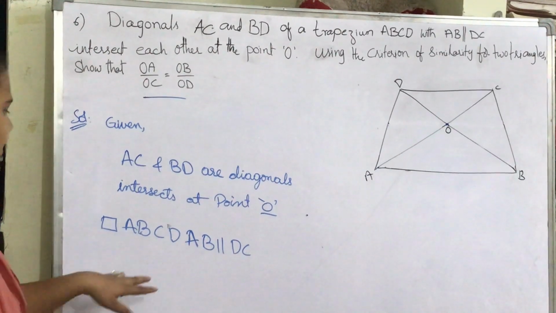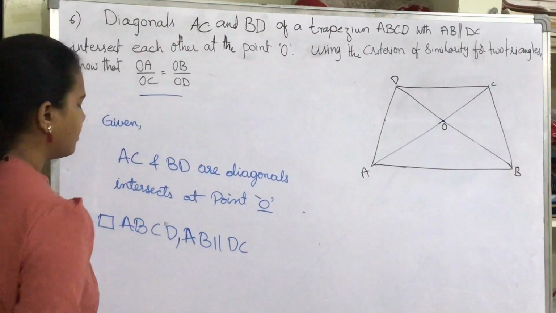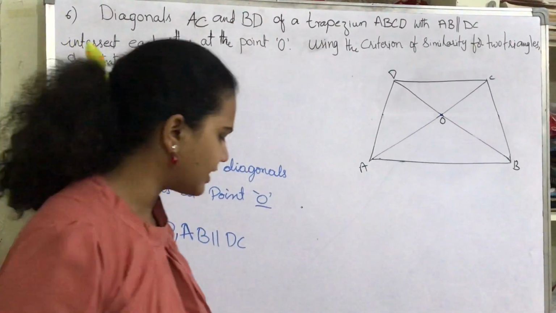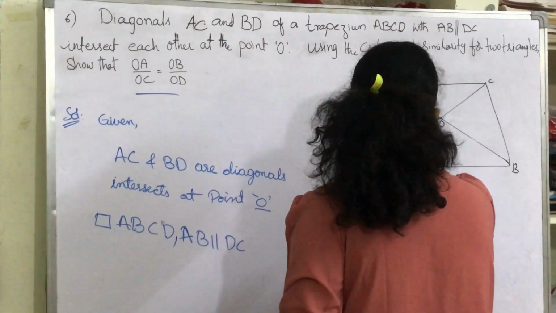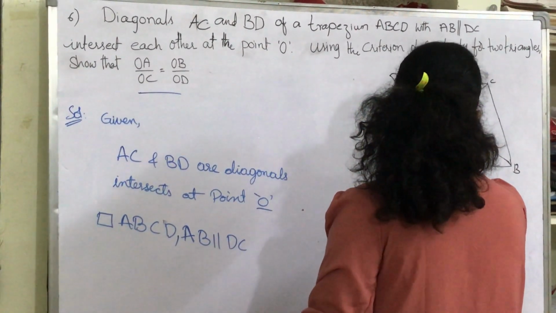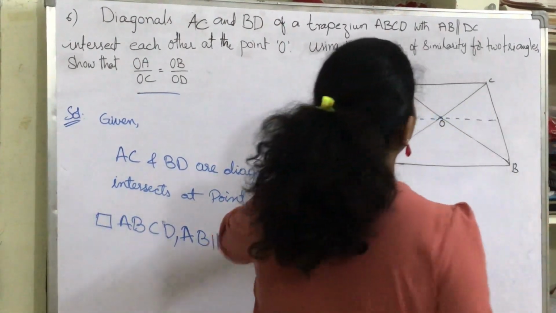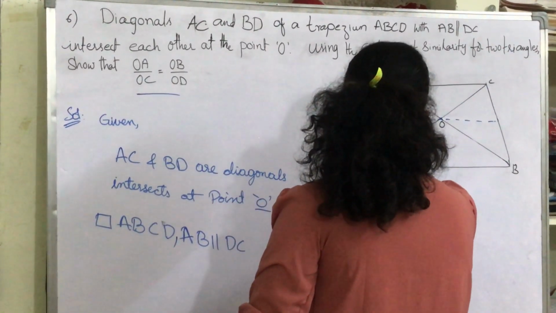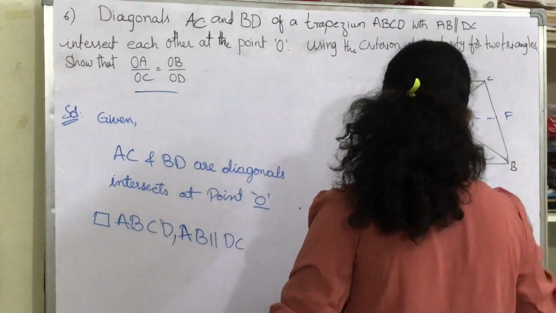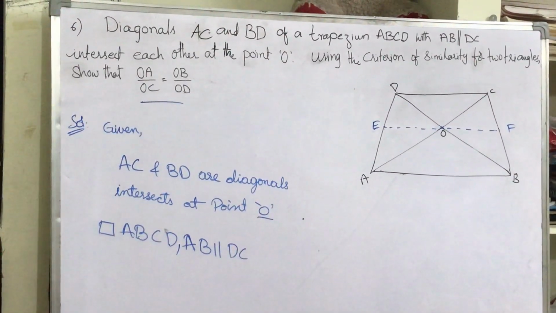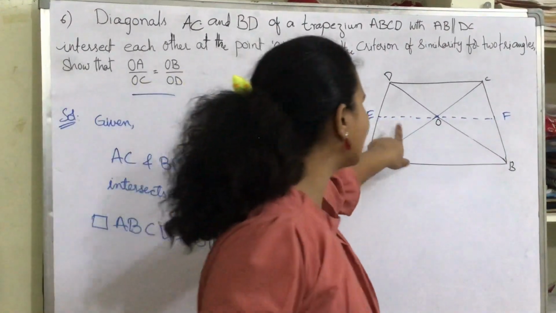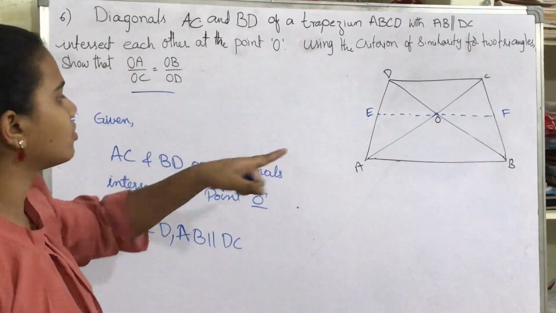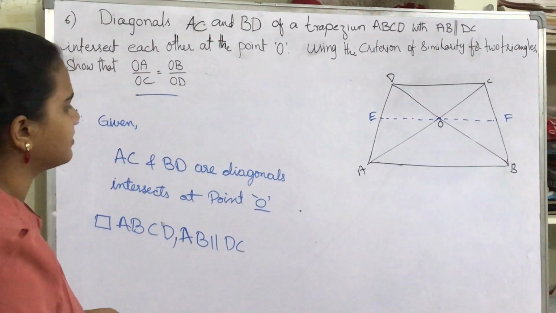Now to prove this, I would like to first make a construction. So let's make a construction firstly. Just draw a line, let's name this line EF. I have drawn a line EF which is parallel to AB through the point O.